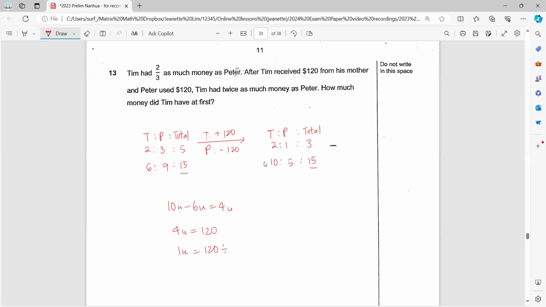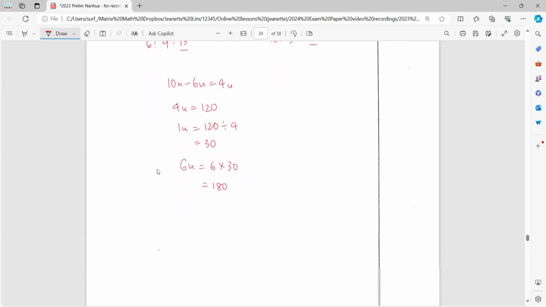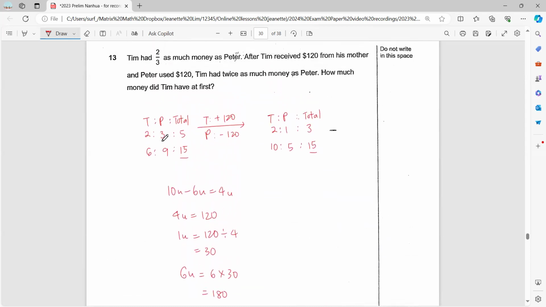So 1 unit will be 30. How much did Tim have at first? Tim at first is 6 units. So 6 units is 6 times 30. Okay, so answer 180. 180 is what Tim had at first.